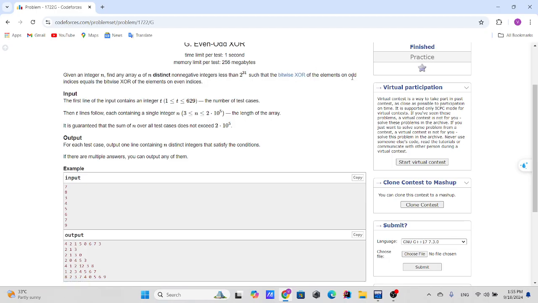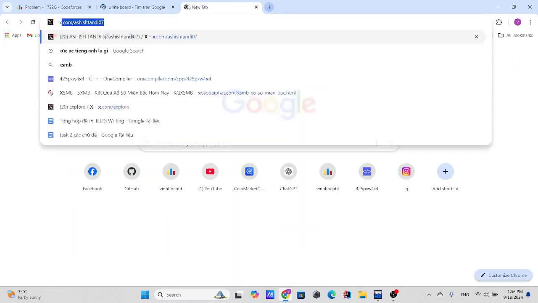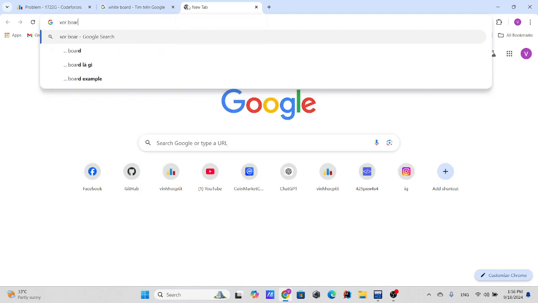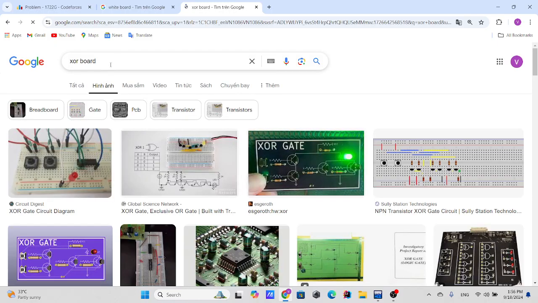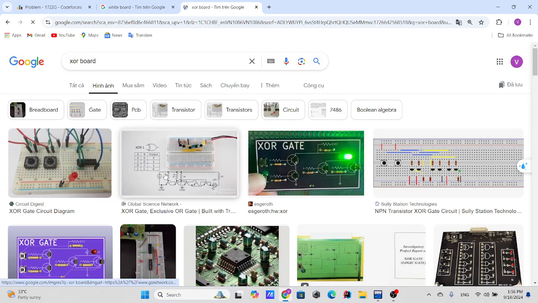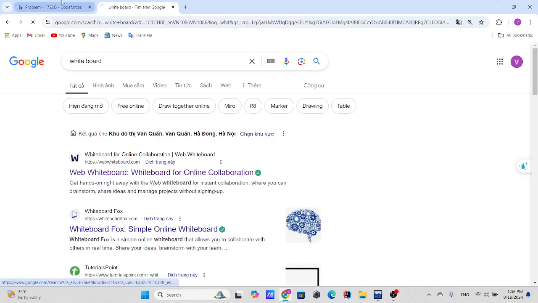Okay, so XOR of the elements on odd indices. Okay, XOR, right? So let me open the XOR table real quick. I forgot about it. Okay, now I remember it. It becomes 0 if the bits are equal, and it becomes 1 if they are not equal.